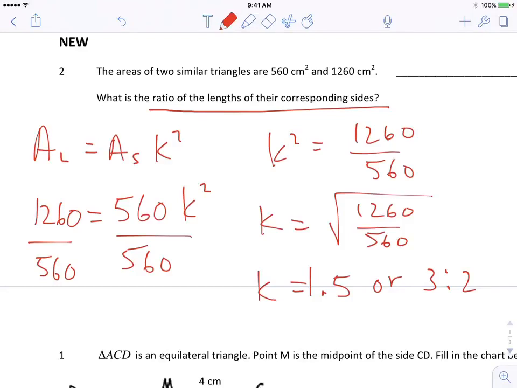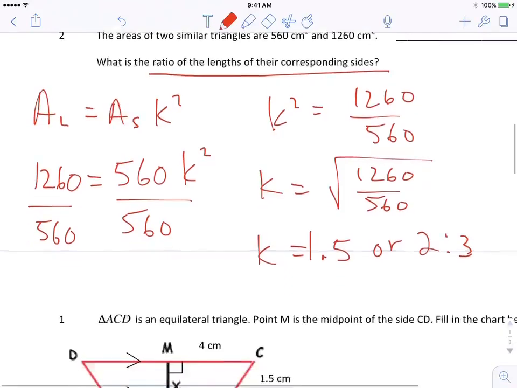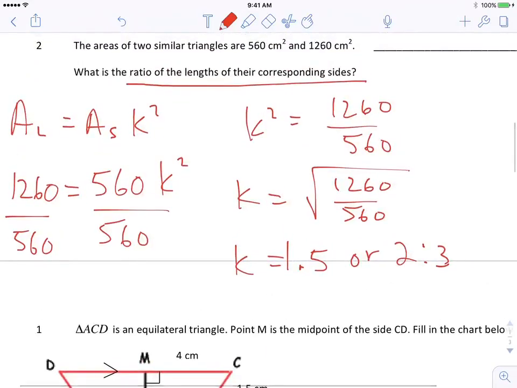Actually, I think I feel more comfortable saying 2 to 3 here. 2 to 3. The larger divided by the smaller would be 1.5. It asks us for the ratio, so we're putting it in ratio format.